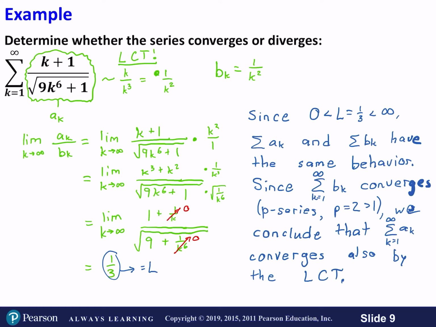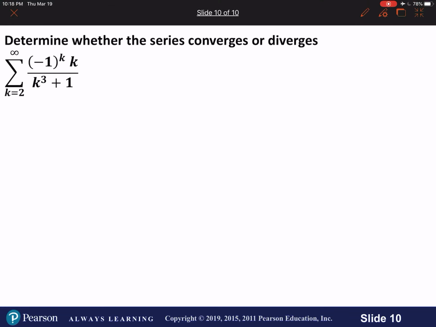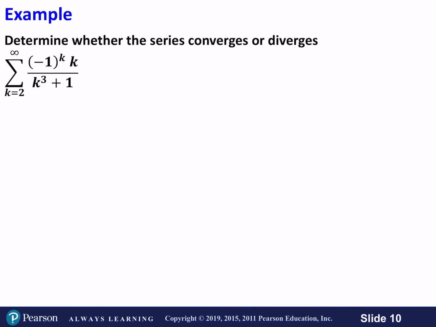Notice at the beginning it looked pretty similar to a rational function, and so that was the evidence that we needed to attempt a limit comparison test. All right, so next we're going to consider this series. We have negative 1 to the k times k divided by k cubed plus 1. There are a few things you could think about here. One of the things to consider is the fact that if you were to try the divergence test, you would get inconclusive as an answer because the limit of this thing is 0.